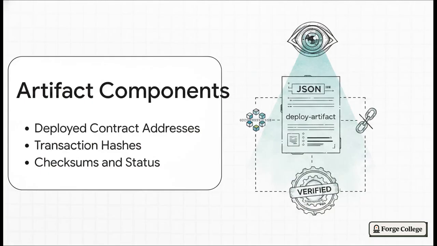The vital components of this machine-readable deploy artifact file include your deployed contract addresses, your transaction hashes, and your checksums, or status markers, like a really simple field stating deployed, true. We absolutely need these elements explicitly written down so that your downstream automation and CI runners can instantly verify success just by parsing this one single file.